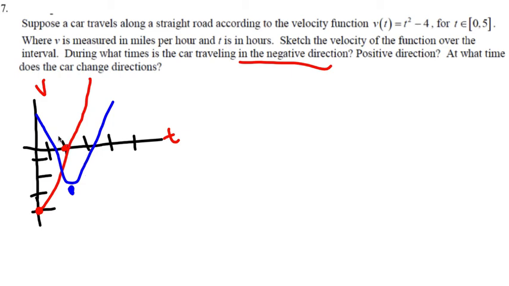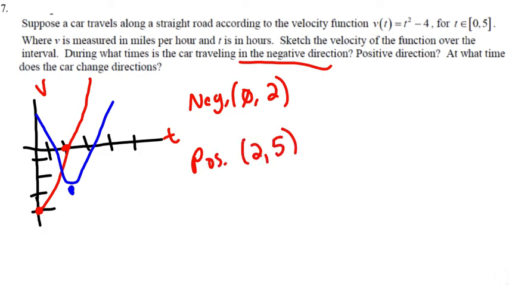It could have other stuff going on outside here, but from 0 to 5 it would still kind of look like a parabola. But anyway, negative direction is whenever the slopes here are negative of the blue or when the values of the velocity are negative. So it's in a negative direction from 0 to 2. That's when it's negative. And it's in a positive direction whenever the velocity is positive. So that would be from 2 to 5. Okay, we don't know anything beyond that.